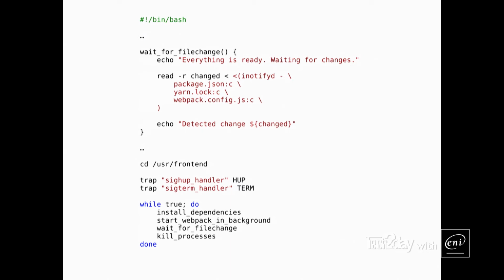Once it's done with that, it will start Webpack in the background, and then it waits for file changes. So if you boot up the container, it will now have all the npm packages you need. It will have started Webpack in the background, so Webpack is compiling your assets and starting a development server. And now it's just blocking using iNotify, so it's not like a busy loop, but it's just blocking on file changes. And these file changes are package.json, yarn.lock, and webpack.config. So if any of these 3 files change, it will kill the Webpack server, reinstall npm dependencies, and start again.